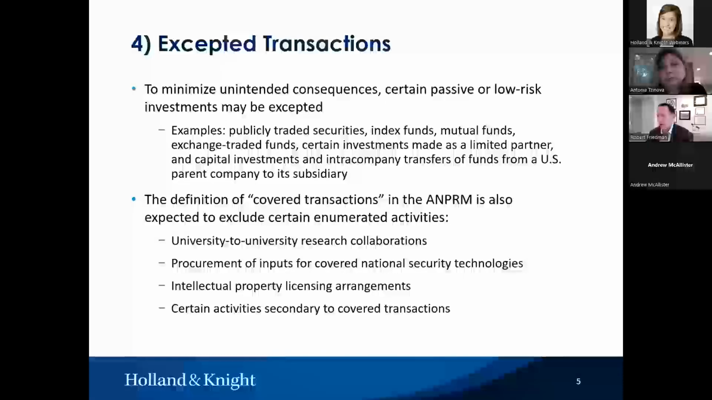And then the final area of the definitions that are proposed to be excluded are certain enumerated activities. These include university-to-university research collaborations, contractual arrangements or procurement of material inputs, such as raw materials for covered national security sectors, intellectual property licensing arrangements, and other secondary activities to cover transactions, things like bank lending, processing, clearing, or sending payments by a bank, underwriting services, and prime brokerage. Next, I'll turn it back to Antonia.